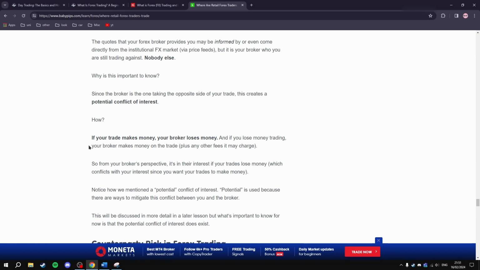Notice how we mentioned a potential conflict of interest. Potential is used because there are ways to mitigate this conflict between you and the broker. This will be discussed in more detail in a later lesson, but what's important to know now is that the potential conflict of interest does exist.